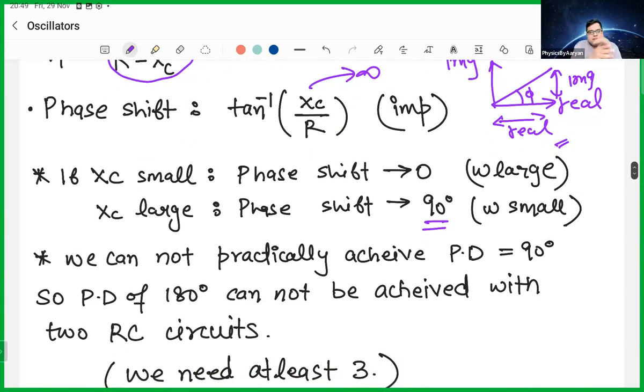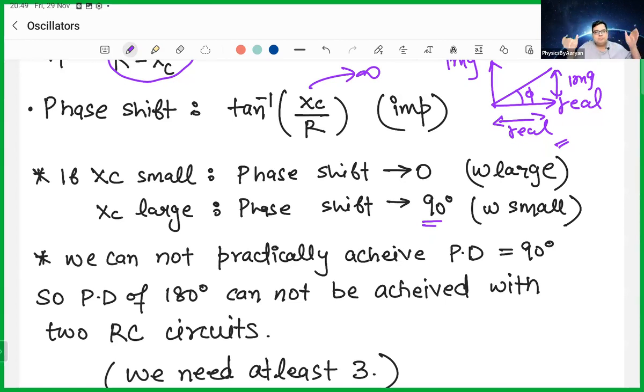So what do I have to do? Then one might say, okay, use two RC circuits, so 90 plus 90 will give you 180. But that is also not achievable, because 90 is a limiting case. It is not easy to get 90. You would have to use a very, very small frequency. Ideally you can go up to 90 degrees, but it is not easy.